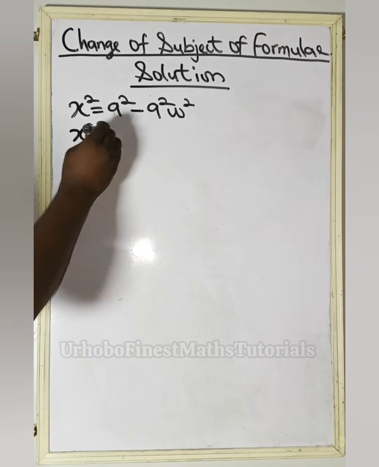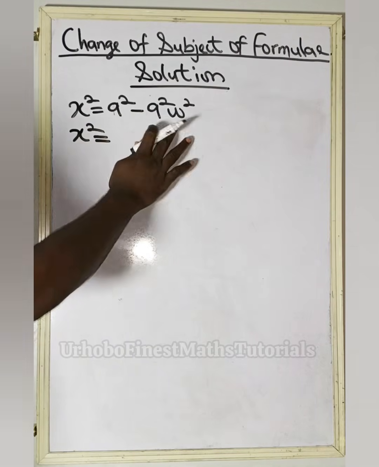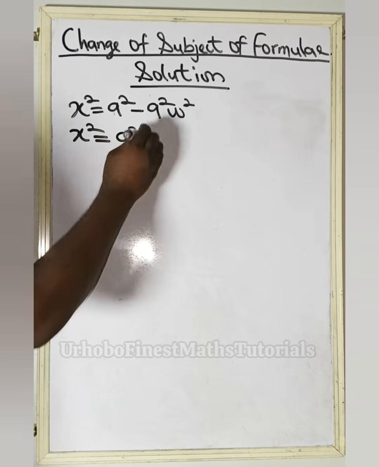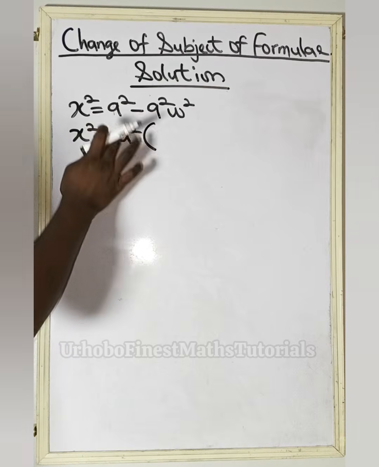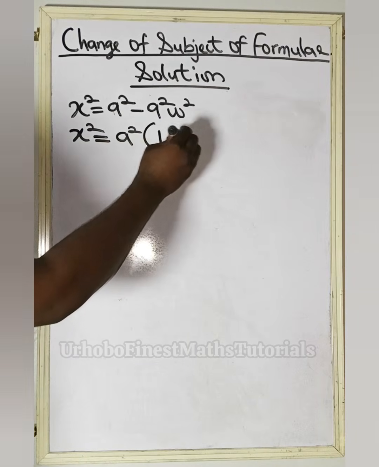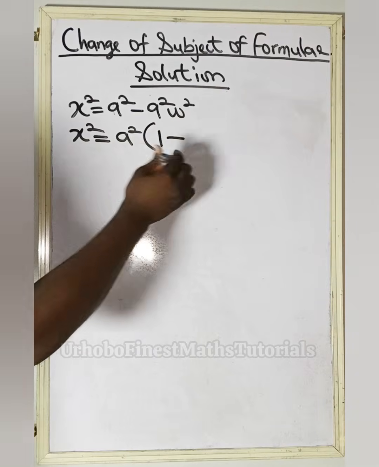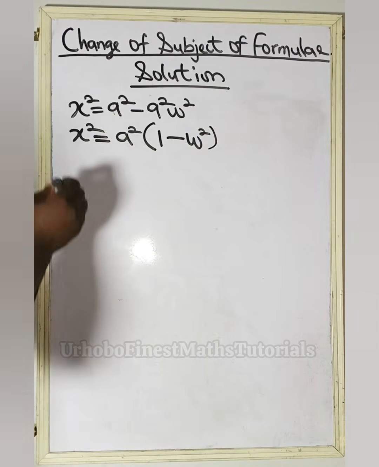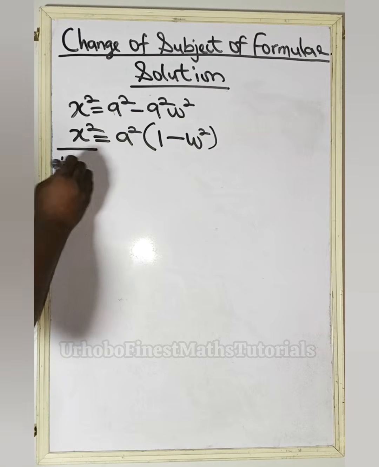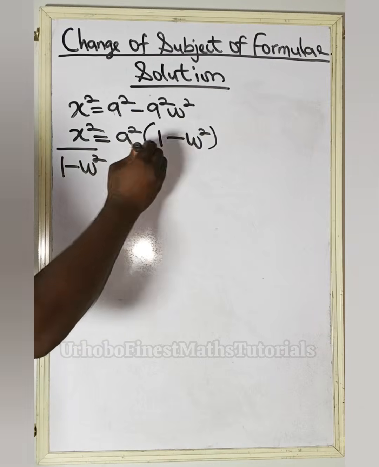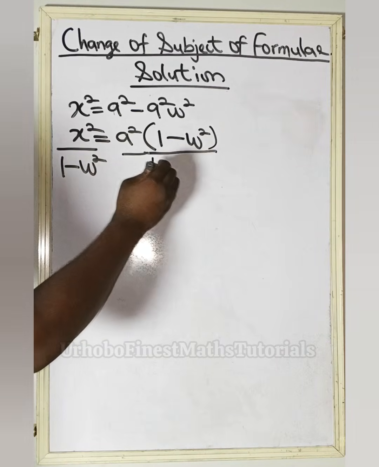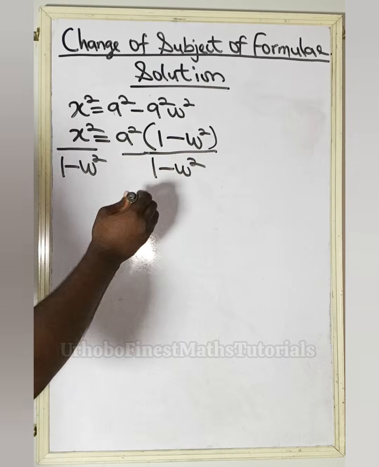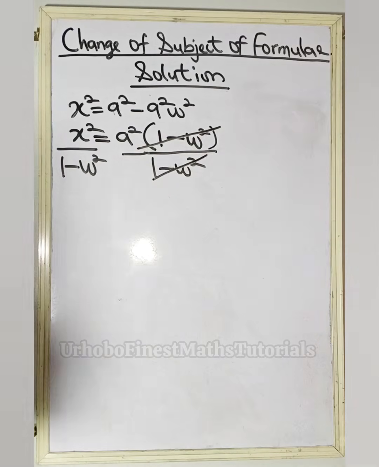So this is x squared equals, we have a squared here, we have a squared here, so I'm going to bring a squared out. So you open your bracket, this divided by this, you have 1 left, minus this divided by a squared, you have w squared left, okay? So at this point, you're going to divide both sides by 1 minus w squared. Divide here also by 1 minus w squared. So this will cancel out this, alright?